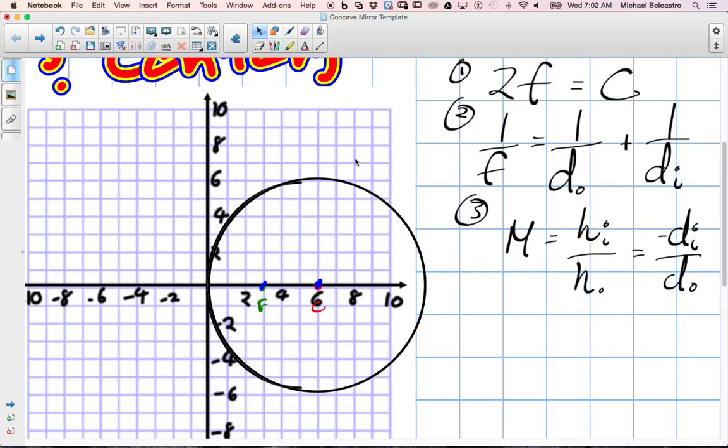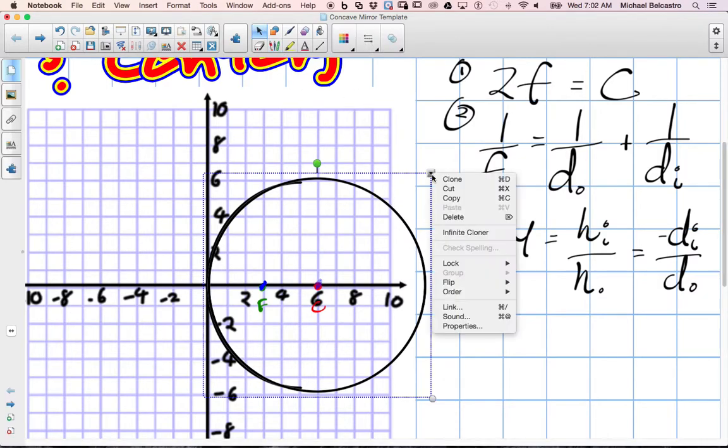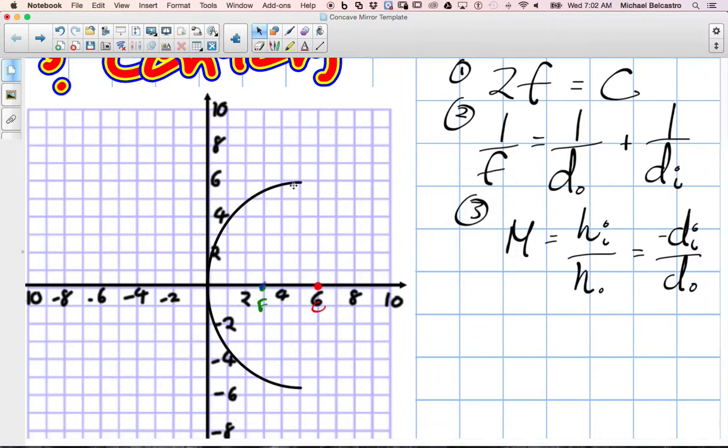It's hard to look at when it's a full circle, so we're going to get rid of the circle. And then we have our concave mirror. We have our three formulas on the side here. 2 times the focal point is the center. 1 over the focal point is equal to 1 over the distance of the object plus 1 over the distance of the image. And then magnification is equal to the height of the image over the height of the object. It's equal to negative the distance of the image over the distance of the object.